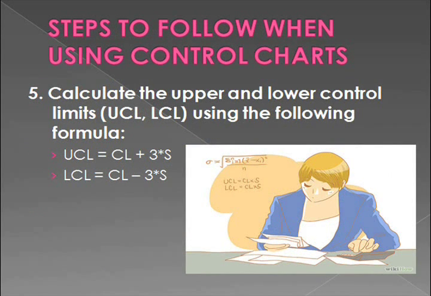Step 5 in using a control chart: calculate the upper and lower control limits using the following formulas. UCL is equal to CL, or the center line, plus 3 times S, or the standard deviation. And the LCL is equal to the center line minus 3 times the standard deviation.